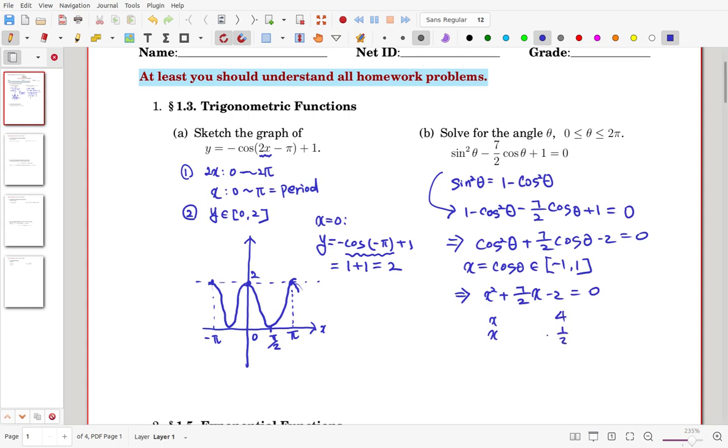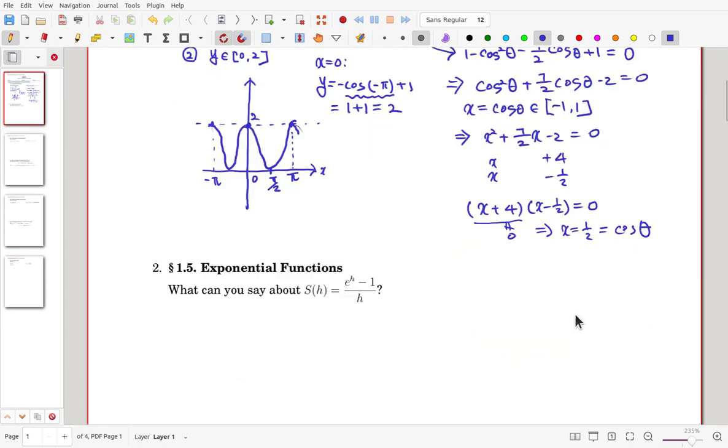So here we factor. The product is negative, and the middle term is positive. So we can reach x plus 4 and x minus half equals 0. Now x must be between minus 1 and 1, so x plus 4 cannot be 0. So we have only the value x is half. But x is half means cosine theta is half.